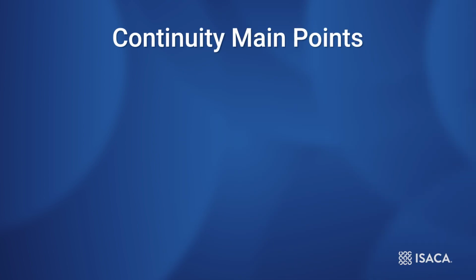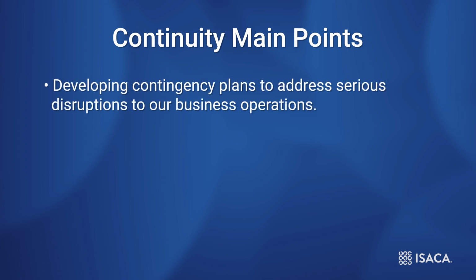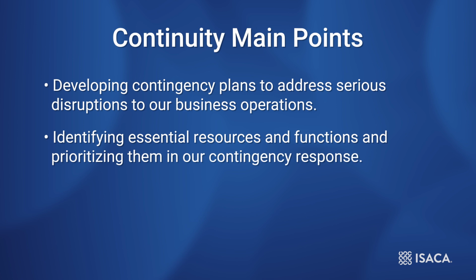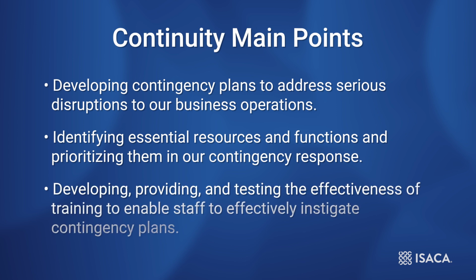These then are the practices of the continuity practice area. To summarize the main points, continuity covers developing contingency plans to address serious disruptions to our business operations, identifying essential resources and functions and prioritizing them in our contingency response, and developing, providing, and testing the effectiveness of training to enable staff to effectively instigate contingency plans.